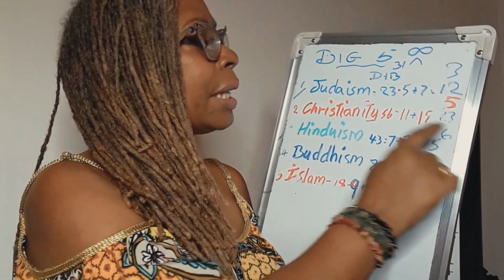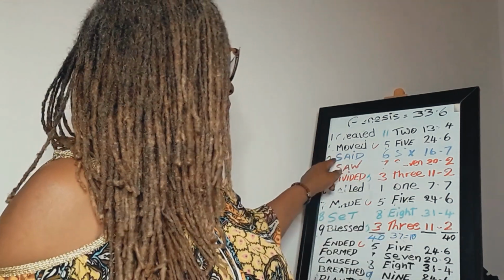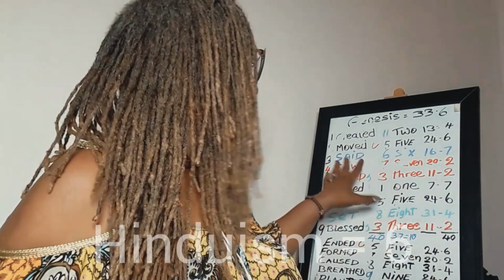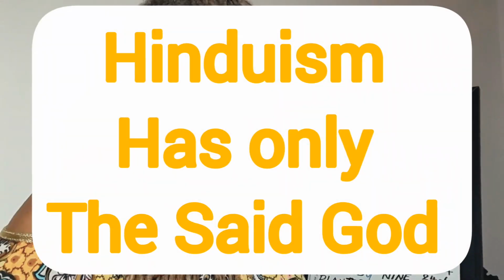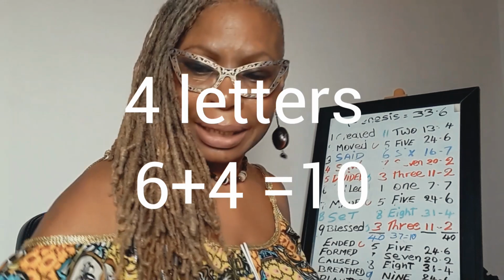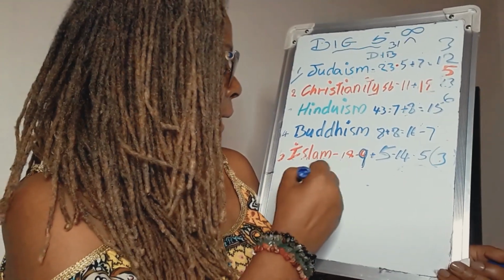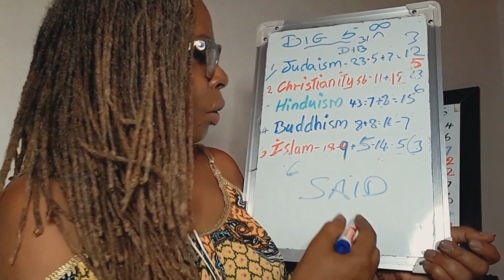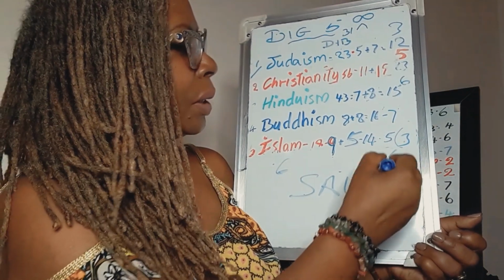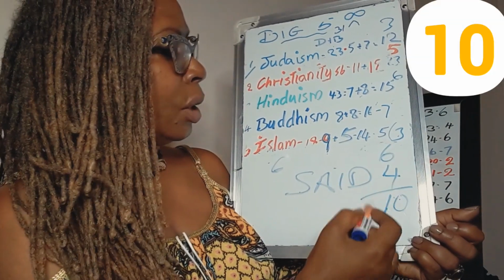So number 6, let's look at which of the gods are coinciding with Hinduism. Now, we only have one. Unlike Christianity, with 3 of the gods, Hinduism has only one of the gods, which is the god Said, and the god Said has 4 letters. So what we did to really find out the overall value here, Hinduism is 6, and the god Said, SAID, which has 4 letters, and of course equals 6. So this gives us 10. So 10, of course, is actually 1.